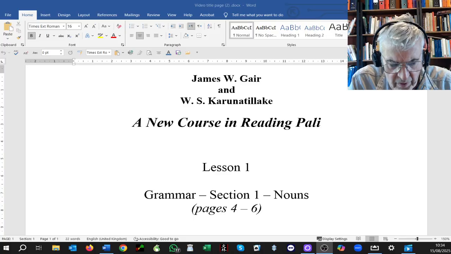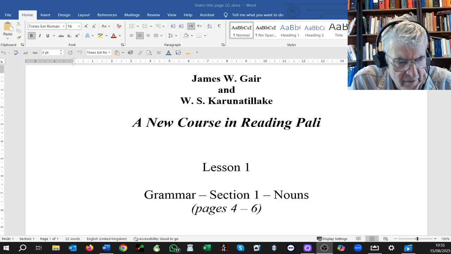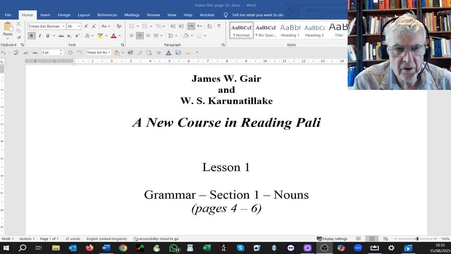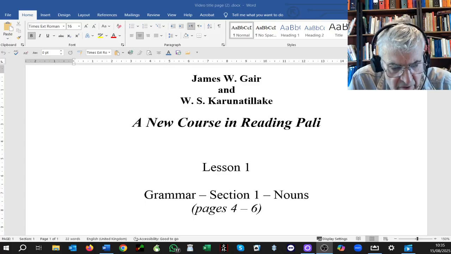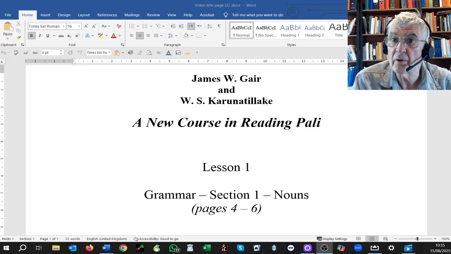Gender is important in that many words will distinguish between a word in the masculine and a word in the feminine that actually mean different things, and adjectives have to agree with the noun.